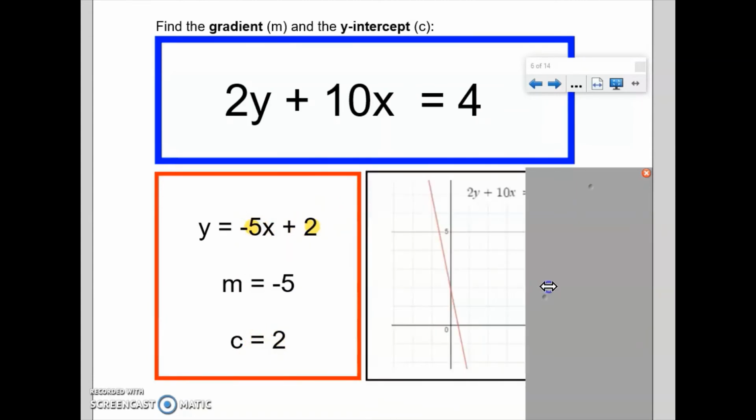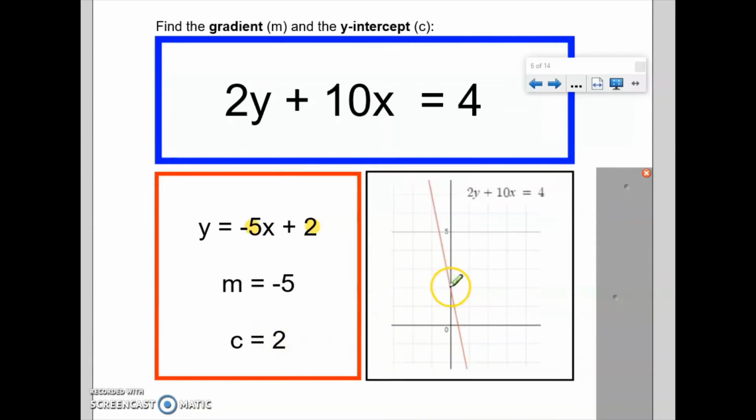So if I wanted to relate that to the graph, my y-intercept is now at 2. And I'm dealing with a negative gradient, so I'm expecting my linear graph to go downhill, and my gradient is negative 5. So if I pick a point on the graph and go 1 square along, you'll see that I go 5 squares down before I rejoin the line. So those two bits of information help me produce the graph of the equation 2y plus 10x equals 4.